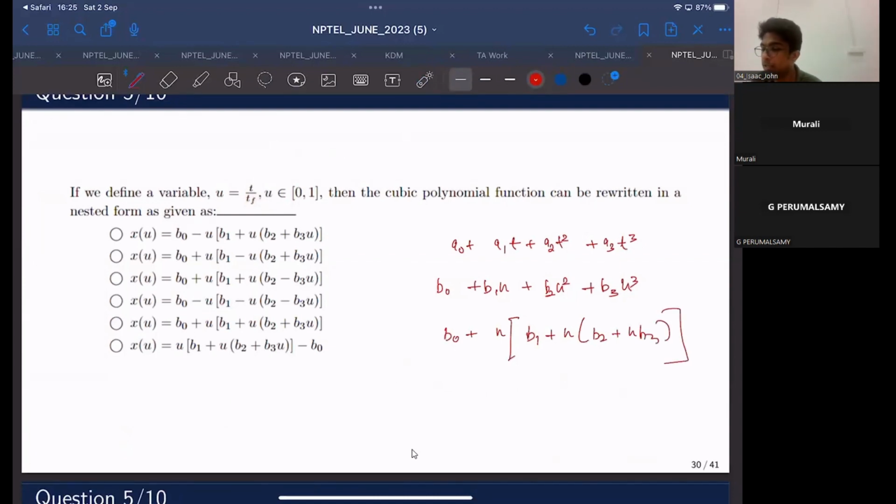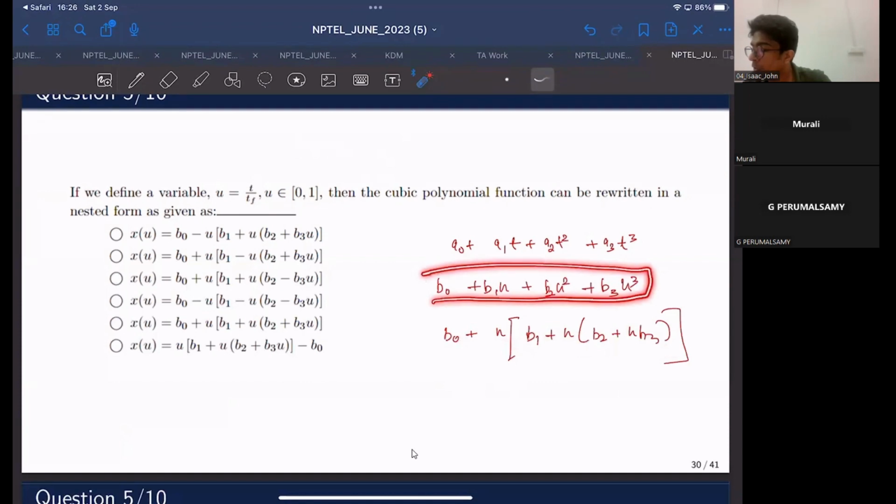Because this is much more efficient. This has 3 additions, right? 1 addition, 2 addition, 3 addition. And it will only have 3 multiplications, 1, 2, and 3. This is also more computationally efficient than using the previous method. If you are time scaling, this would be more efficient, and this could also be more numerically stable. So yeah, we are simply rewriting this cubic polynomial into this nested form.